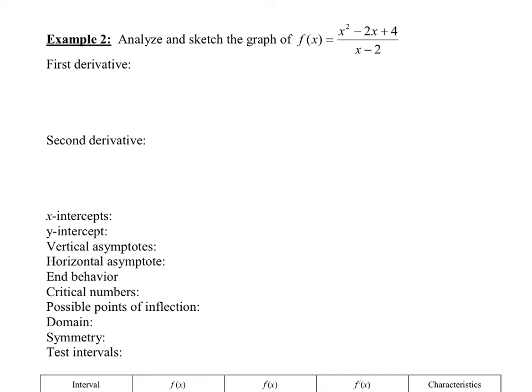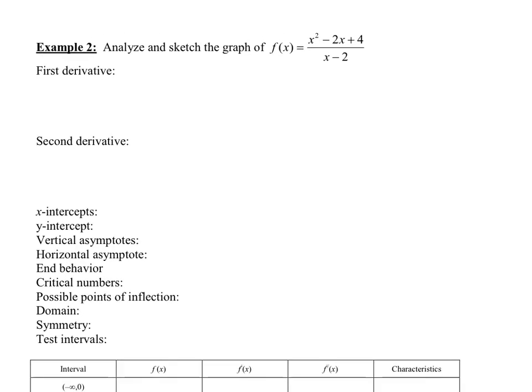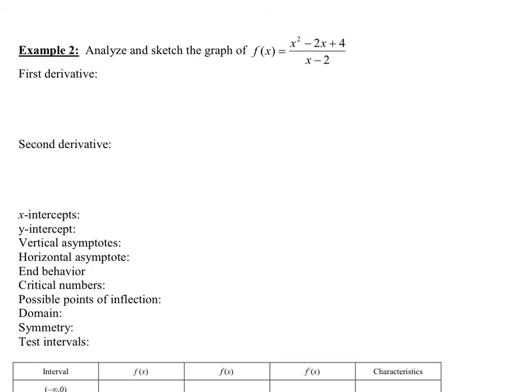The most basic, let's start with our domain. What's the domain on this graph? Yeah, the domain is all real numbers except for 2. So x does not equal 2, we could say, is our domain.